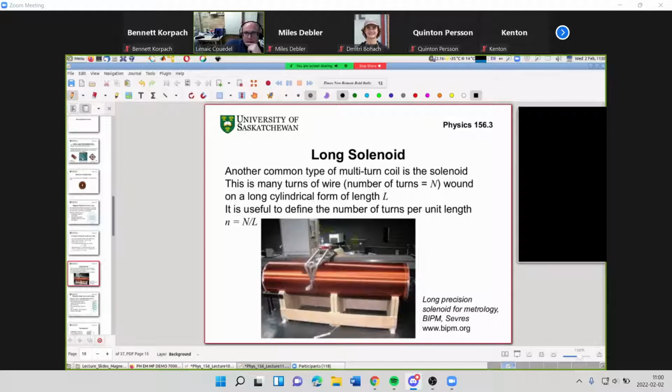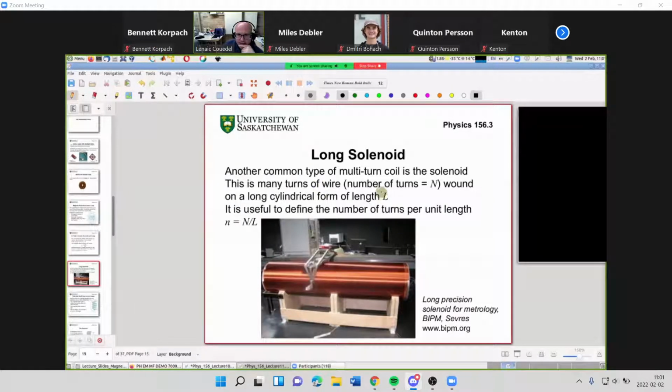So what happens in the case of a long solenoid? Here you have a picture of an apparatus you can find for precision measurements at the International Bureau for Weights and Measures near Paris in France. Basically, you have thousands and thousands of turns of wire along this tube, and this can create an extremely precise and extremely flat magnetic field at the center of the device. And that's what we will try to discuss.